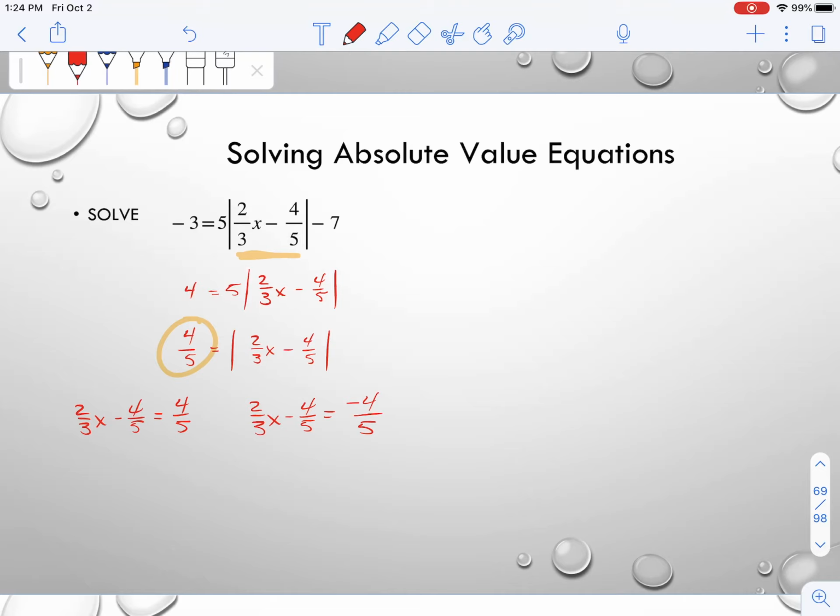In this case, it's a single term, so I'm just going to put a negative in front of it. But if I have a quantity over there, or some algebraic expression, I have to distribute a negative to all terms opposite my absolute value. So from here now, I'm just going to solve each case.